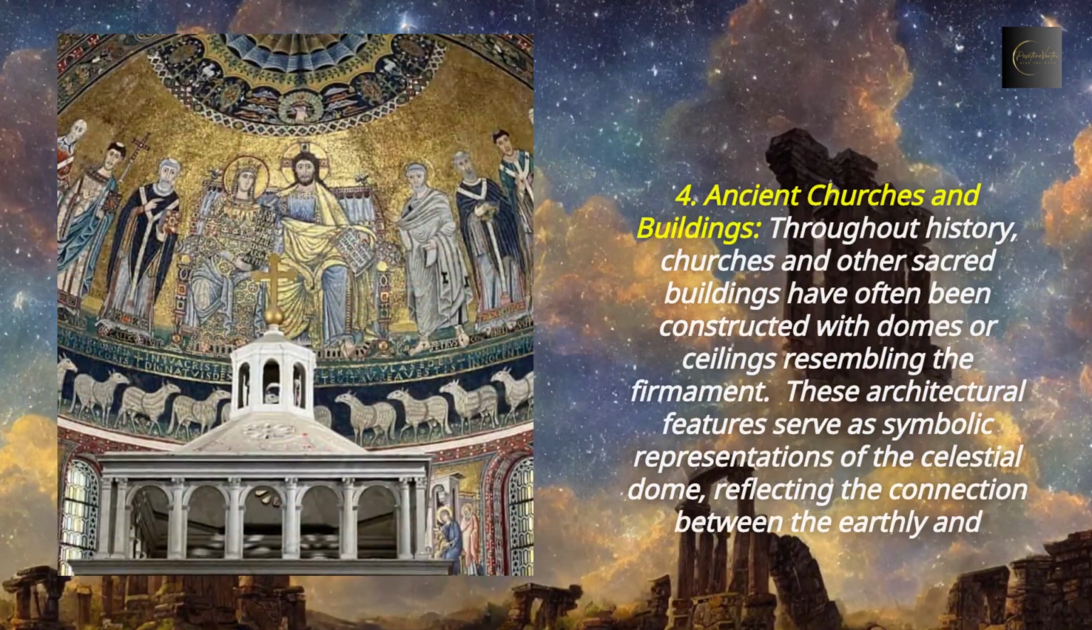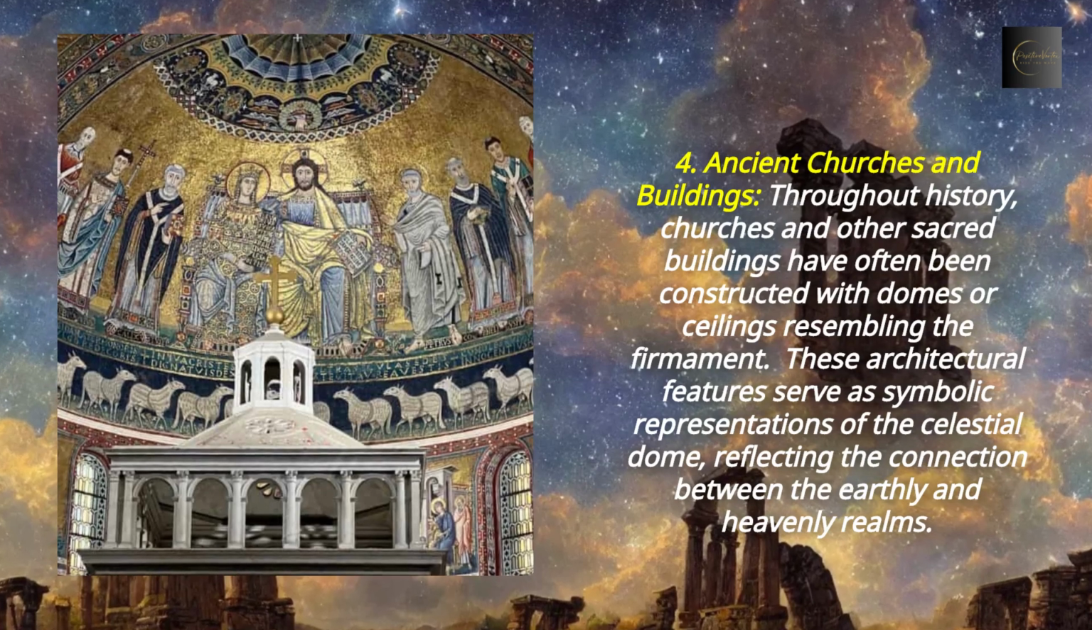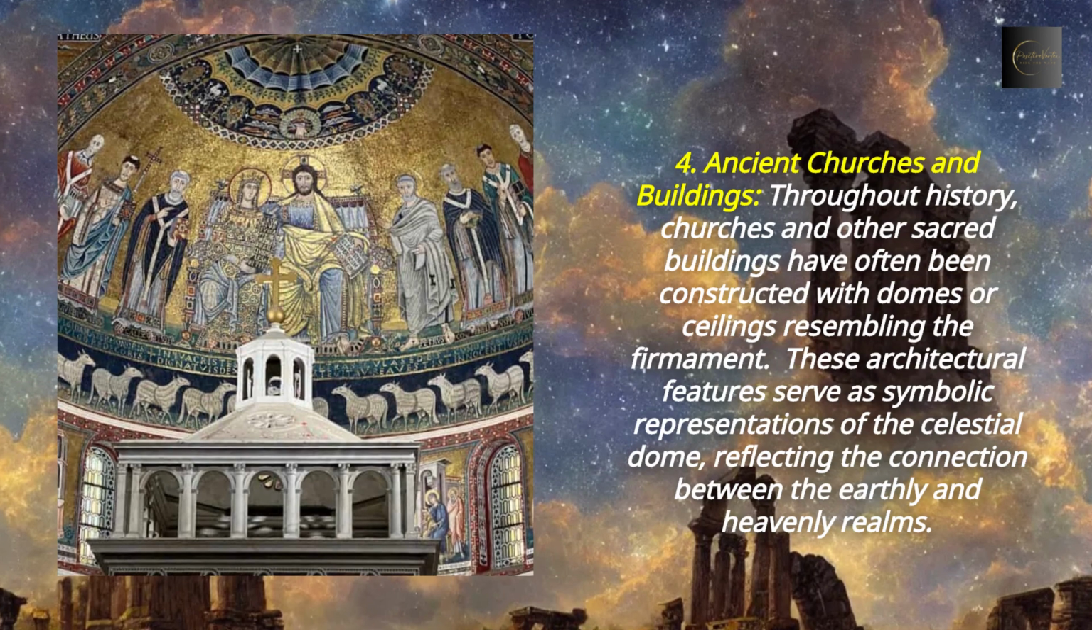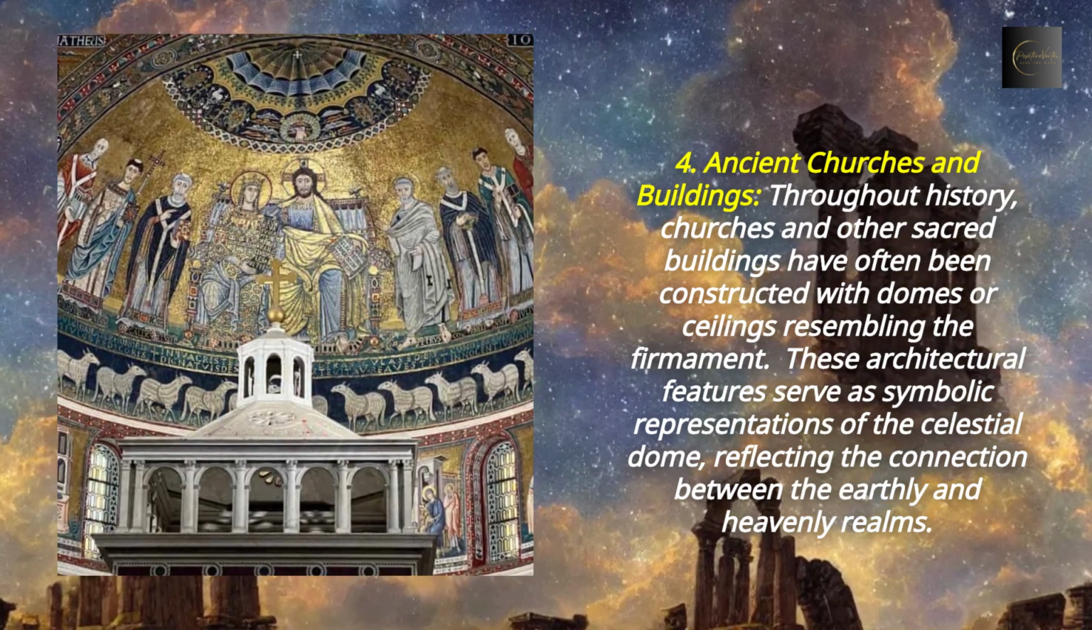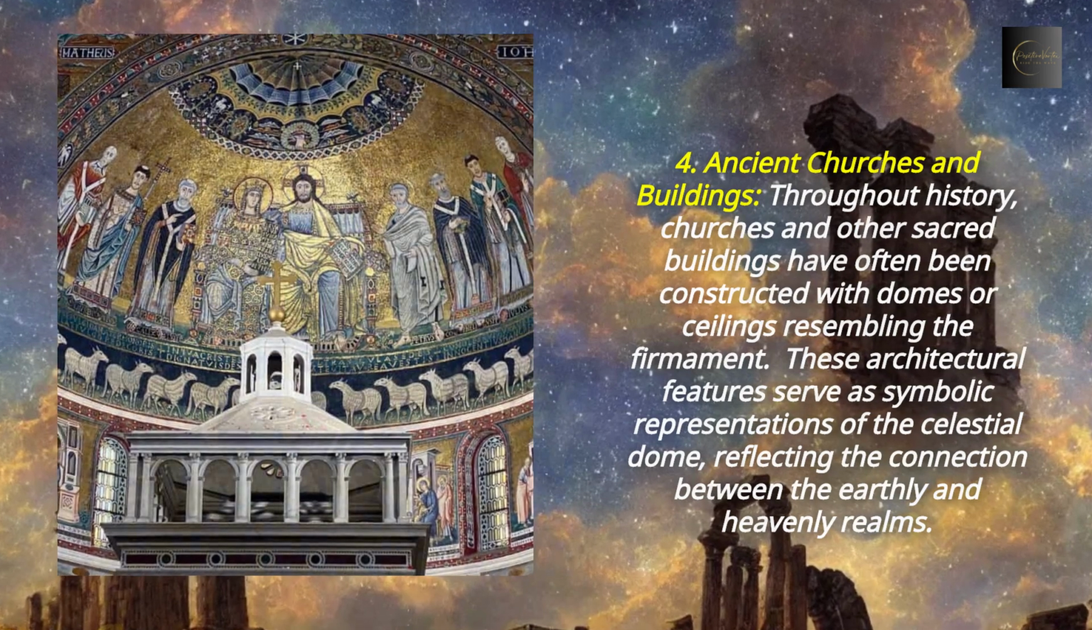4. Ancient churches and buildings. Throughout history, churches and other sacred buildings have often been constructed with domes or ceilings resembling the firmament. These architectural features serve as symbolic representations of the celestial dome, reflecting the connection between the earthly and heavenly realms.